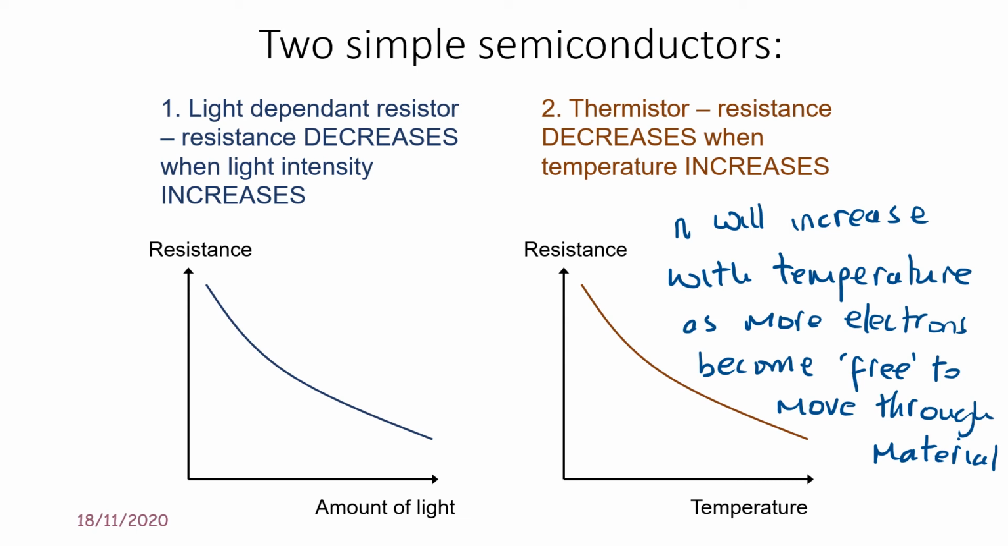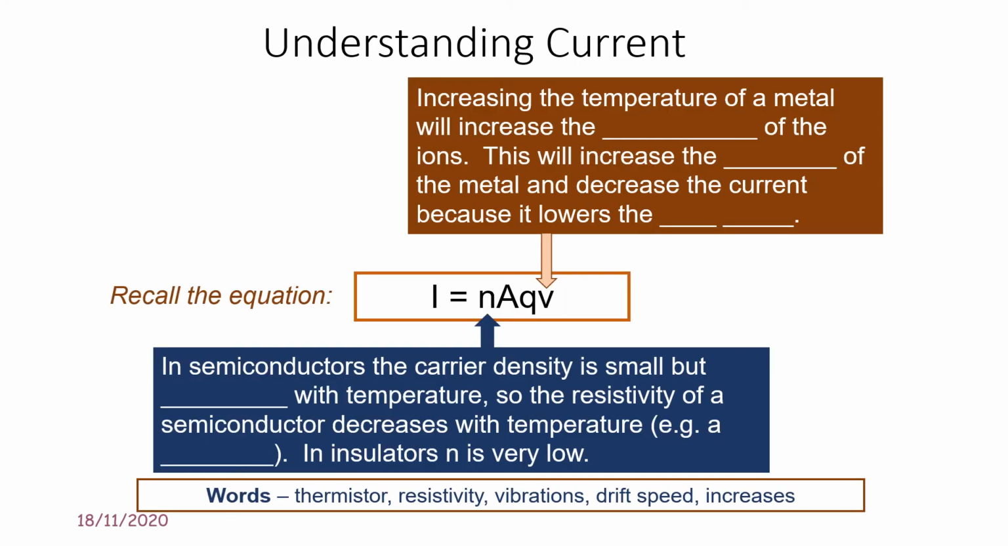So in a thermistor, n will increase with temperature as more electrons become free to move through the material. This has the effect of increasing the current and reducing the resistance. And you can see the graph here shows resistance falling as temperature increases. So to summarize how current behaves in a thermistor and in a metal, I'd like you to just have a quick go at this gap fill and see if you can fill in the missing words.